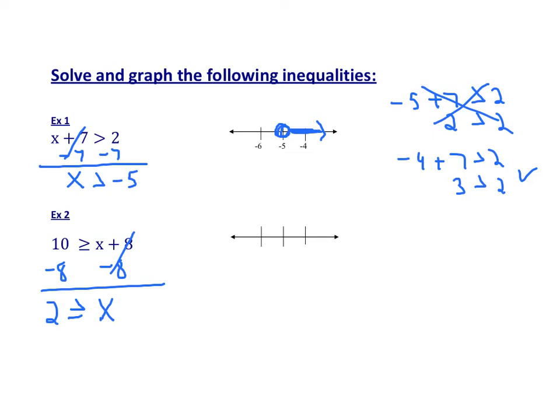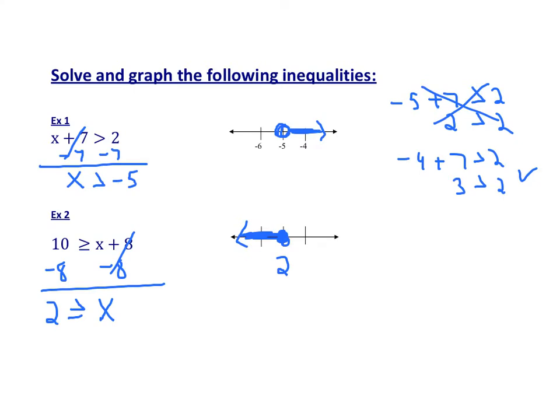So first of all, what kind of a circle do I use? Do I use a closed or an open? This would be a closed circle. So I would put a closed circle. This number line doesn't have any numbers, so I have to put a 2 there. And then because the variable is on the right-hand side, my arrow is going to go in the opposite direction. So I'm looking for all the numbers that are less than or equal to 2.